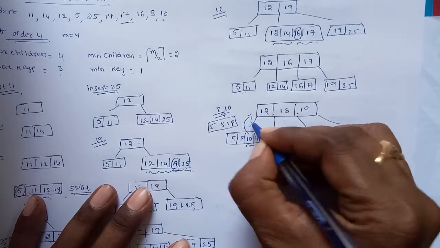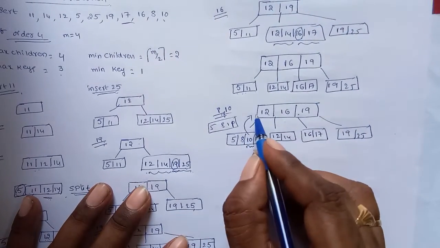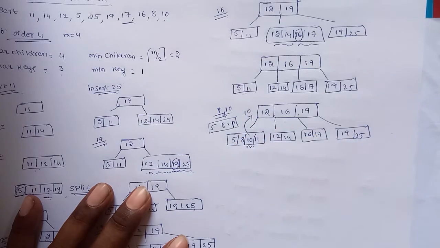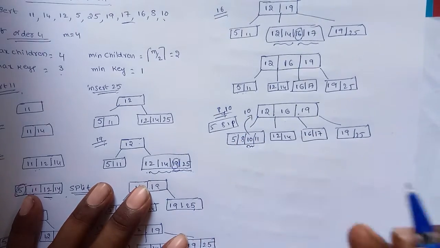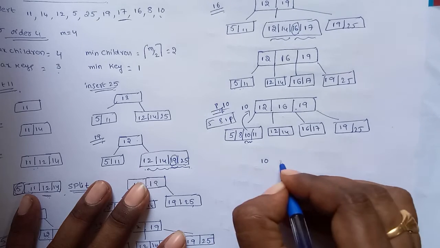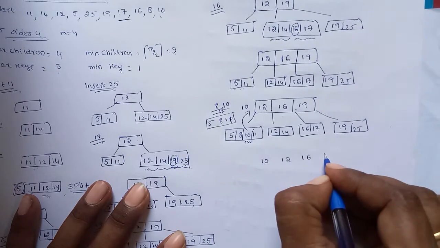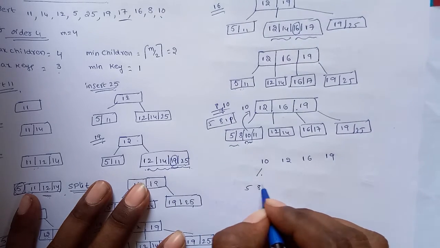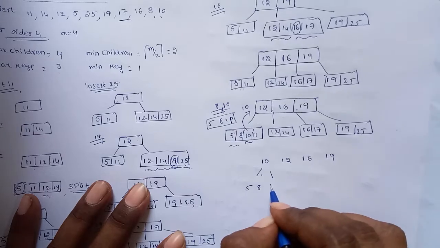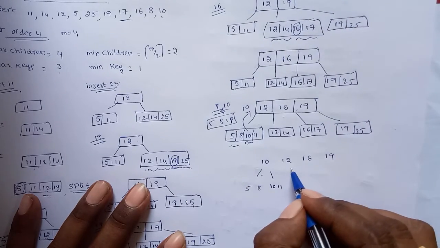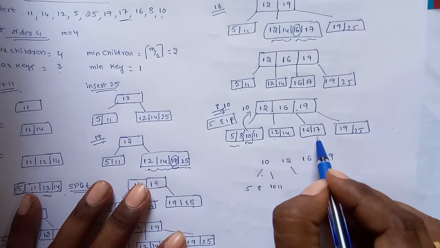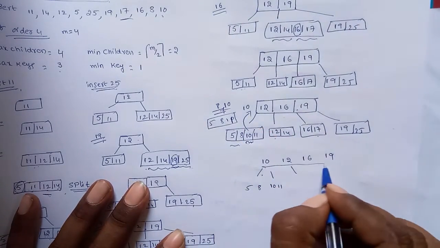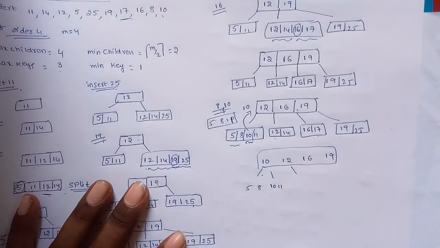This 10 is moved to the parent. Suppose in this also we have 10. So if you are performing this one, internally what happens? 10, 12, 16, 19. For 10, the left side is 5, 8. The right side is 10, 11. Similarly for 12, 14, and 16, 19. So everything is present. Suppose by placing this one, it also violates the property.